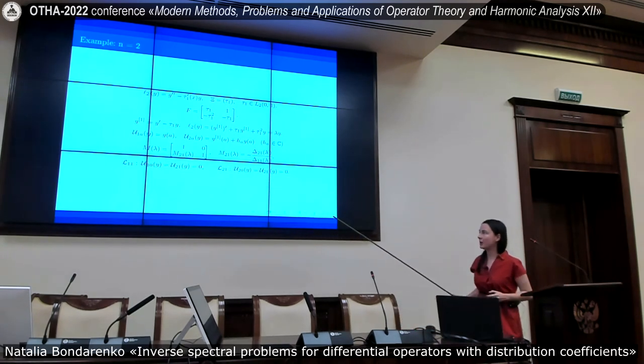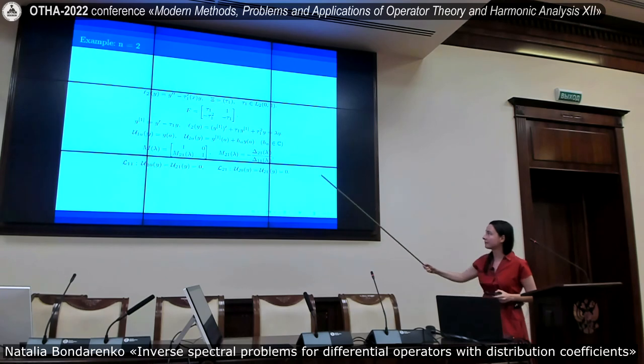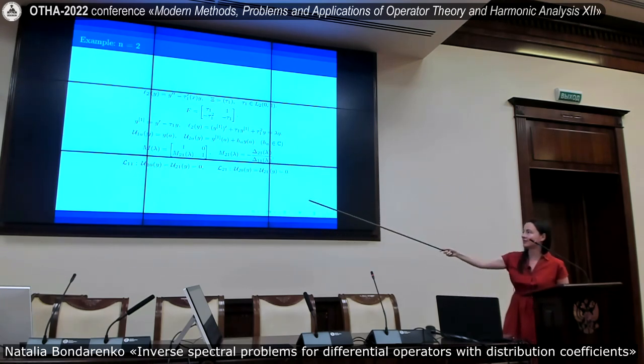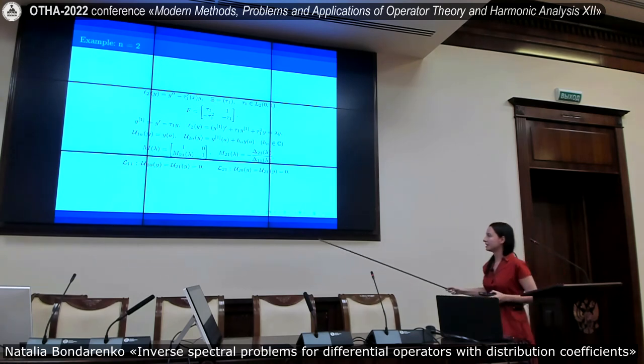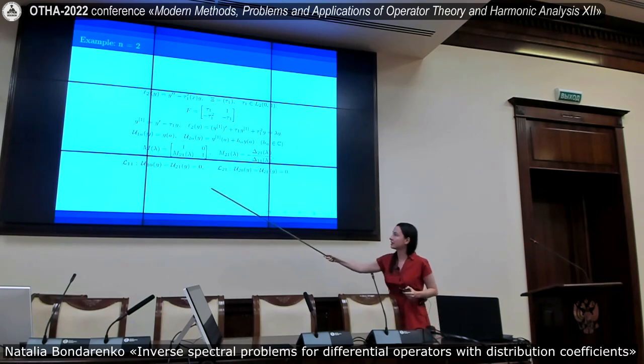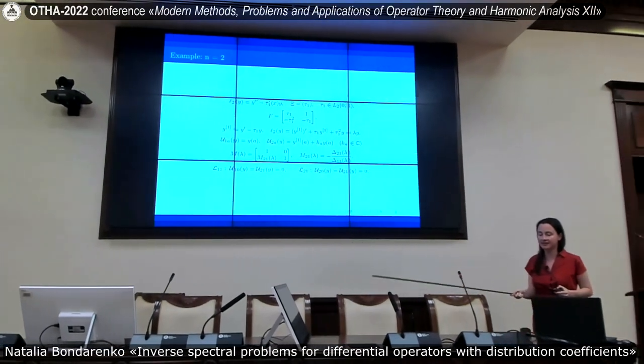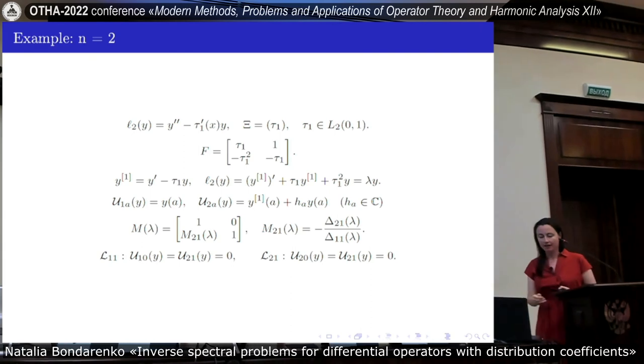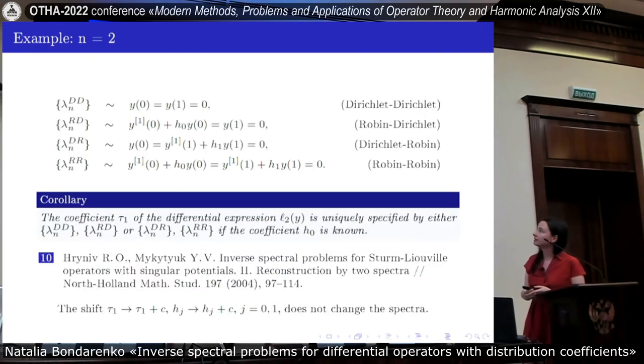Here we have only one non-trivial coefficient, which is the ratio of two characteristic functions of the following boundary value problems. You see here, this condition is the same, and the condition at one is different, exactly as in the Borg problem. And there are four different types of the boundary conditions: Dirichlet-Dirichlet, Dirichlet-Robin, Robin-Dirichlet, and Robin-Robin.